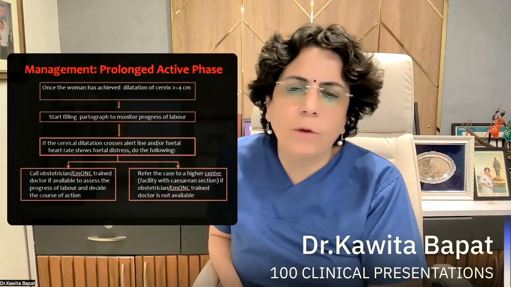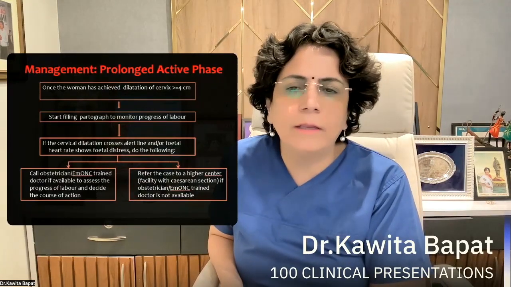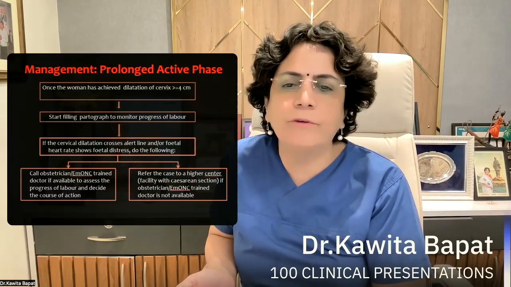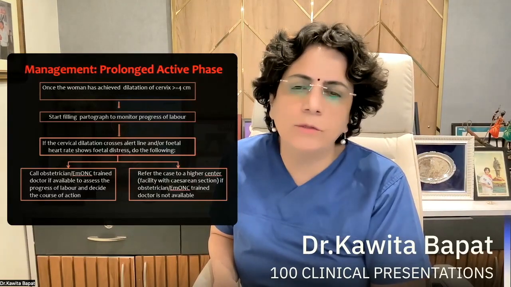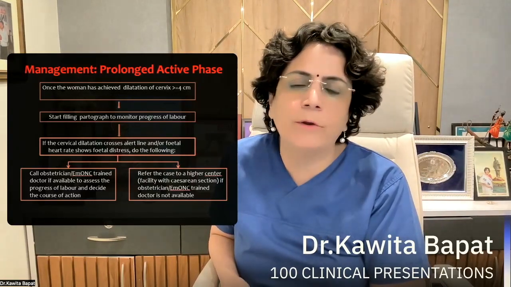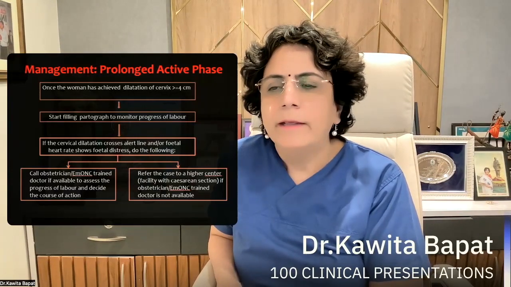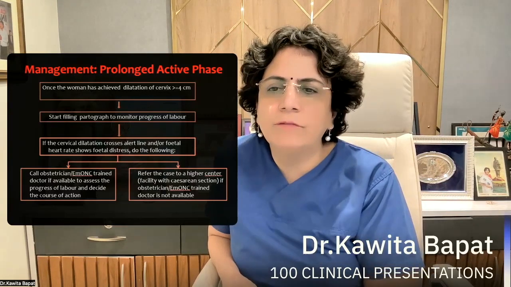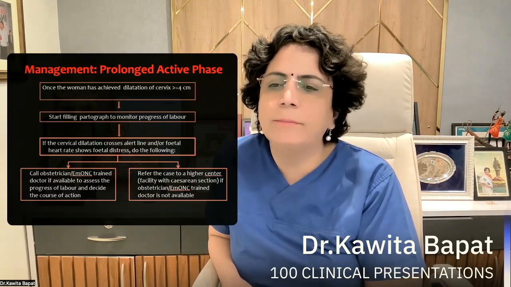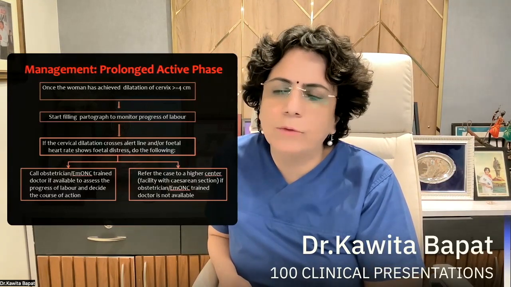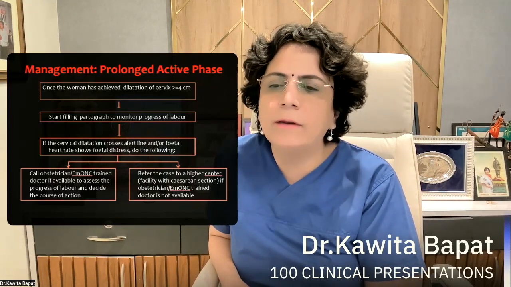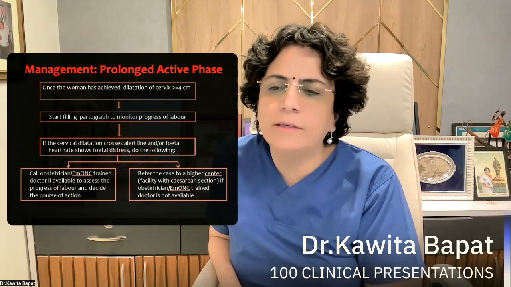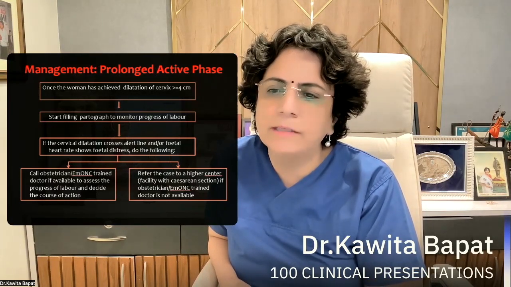I'm talking about all these practices not only in a tertiary care center, but in primary care also. When to refer a patient with obstructed labor is important, and how to diagnose prolonged labor is also important. Now, the management of the prolonged active phase: once the woman achieves dilatation of more than 4 centimeters, start filling the partograph and monitor the progress of labor. If cervical dilatation crosses the line and the fetus shows fetal distress, do the following.